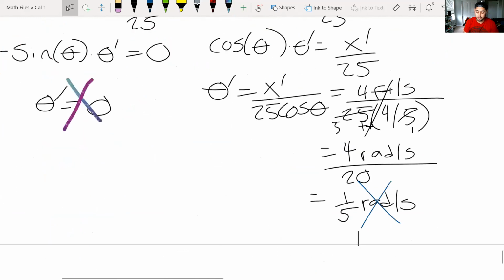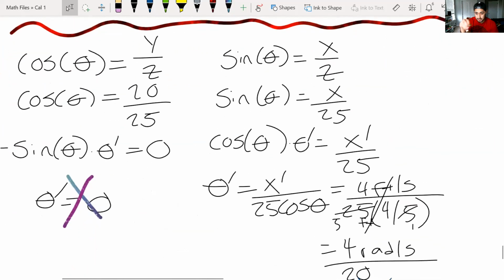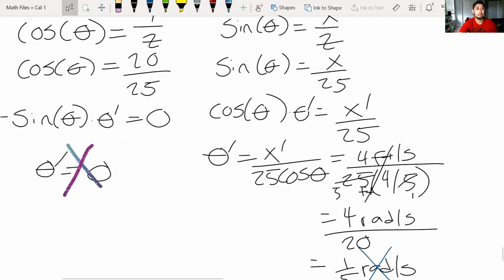Now that is it for related rates. Sorry for that mistake on the last one, or on this little bottom part, but that's it. Okay, see y'all later.